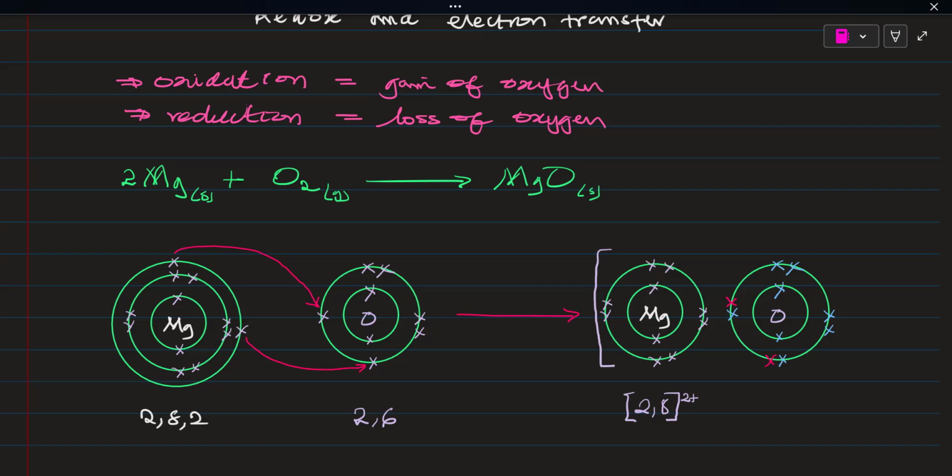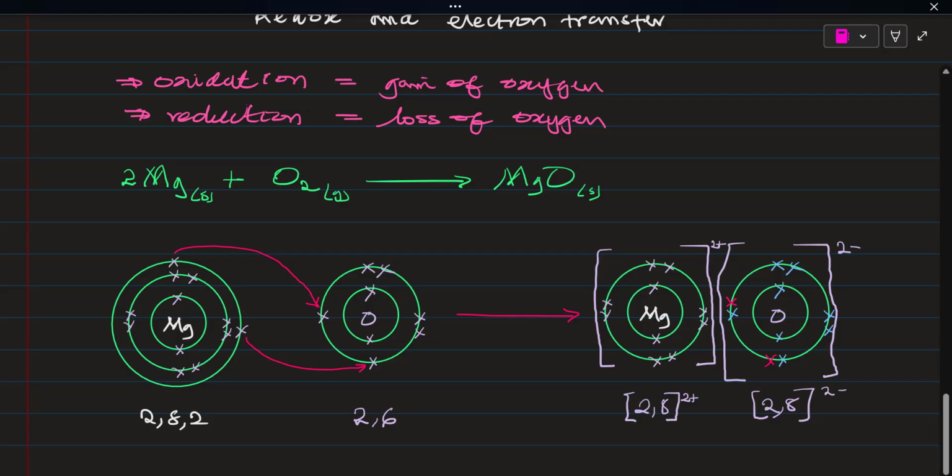Remember, we did all this under ionic bonding. This is magnesium ion, Mg2+, and then we do the same thing for oxygen. So this is oxide ion, O2-. The electron configuration for this is going to be 2, 8, and then we'll put 2 minus here. So what happened here is that magnesium transfers electrons to oxygen to become magnesium oxide, and oxygen gains electrons from magnesium to also become magnesium oxide.